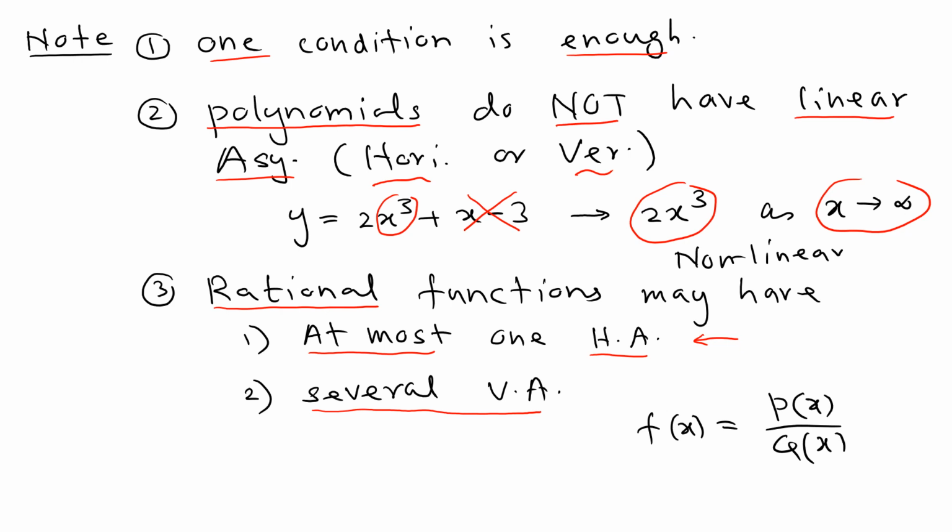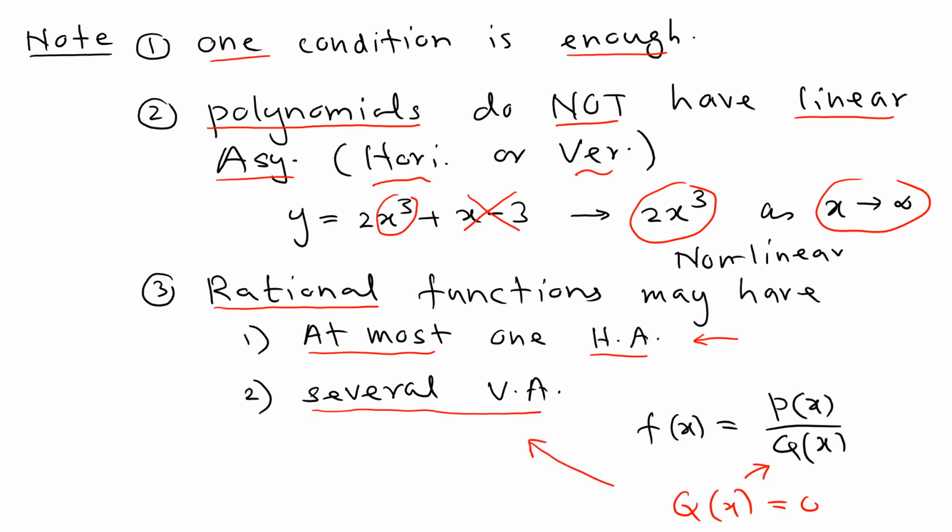At most one horizontal asymptote, maybe more than one vertical asymptote. But there are situations where there are no vertical asymptotes also, though there may be several. We talked about those vertical asymptotes earlier. You can see where this is coming from: when the denominator gets closer to 0, you get those vertical asymptotes.